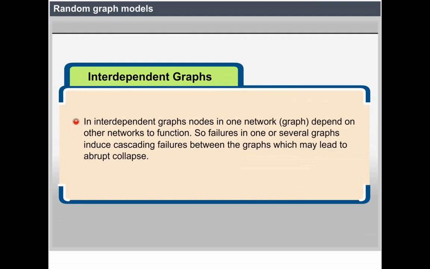Interdependent graphs. In interdependent graphs, nodes in one network graph depend on other networks to function. So, failures in one or several graphs induce cascading failures between the graphs, which may lead to abrupt collapse.